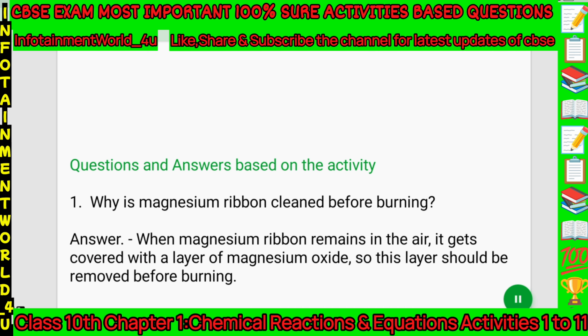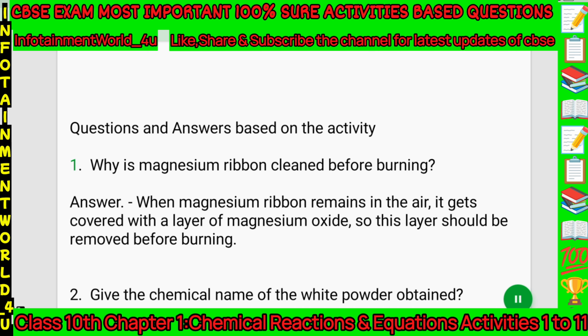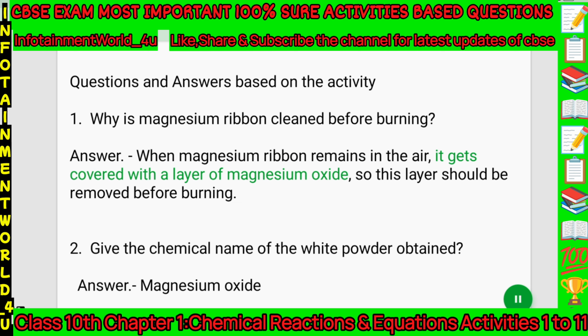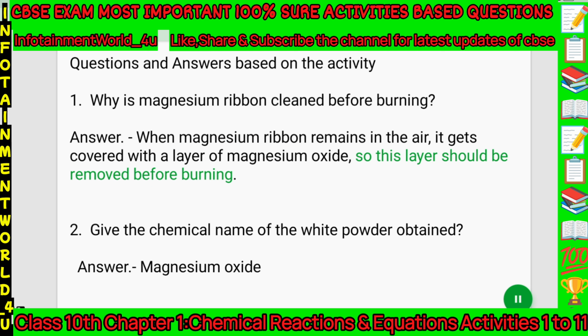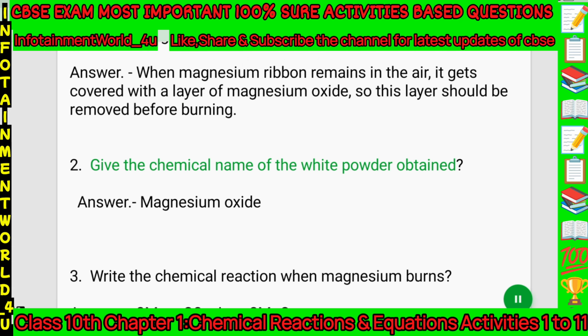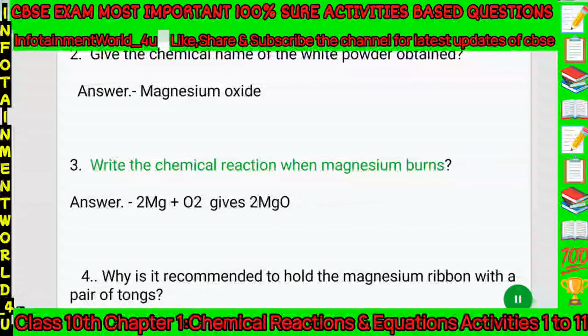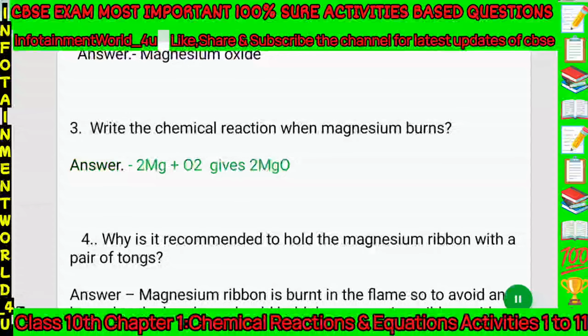Questions and answers based on the activity. 1. Why is magnesium ribbon cleaned before burning? Answer. When magnesium ribbon remains in the air, it gets covered with a layer of magnesium oxide, so this layer should be removed before burning. 2. Give the chemical name of the white powder obtained. Answer. Magnesium oxide. 3. Write the chemical reaction when magnesium burns. Answer. 2Mg plus O2 gives 2MgO.